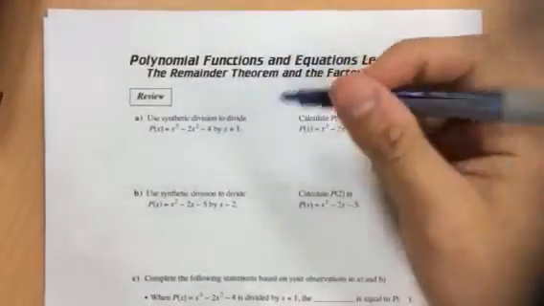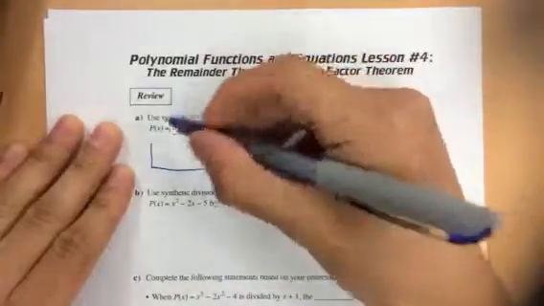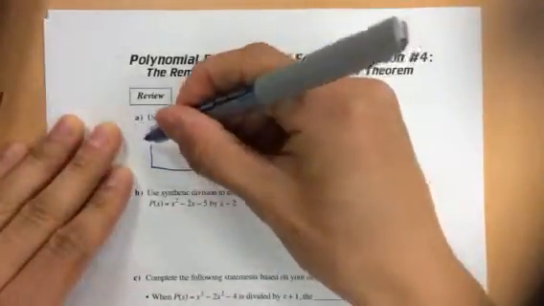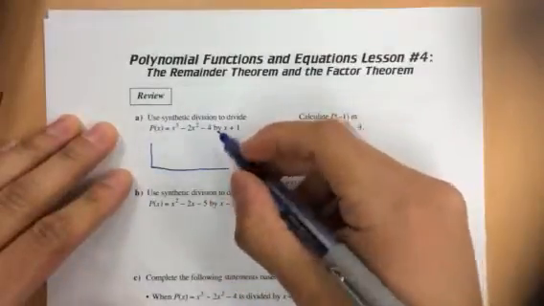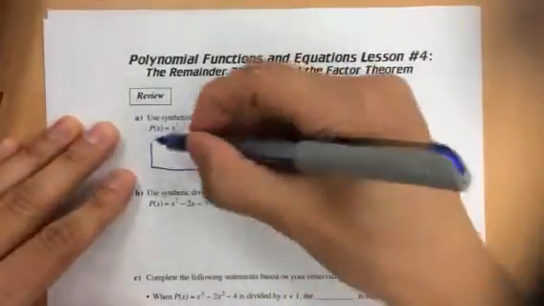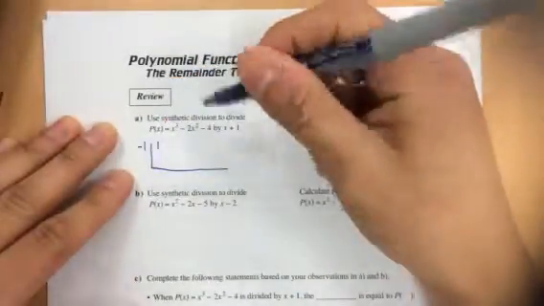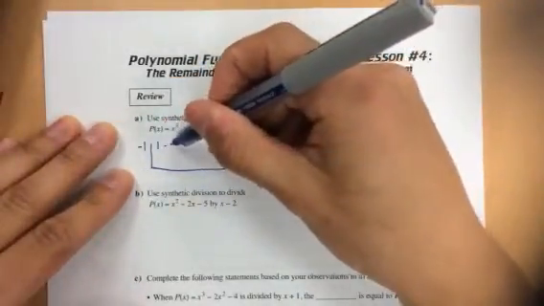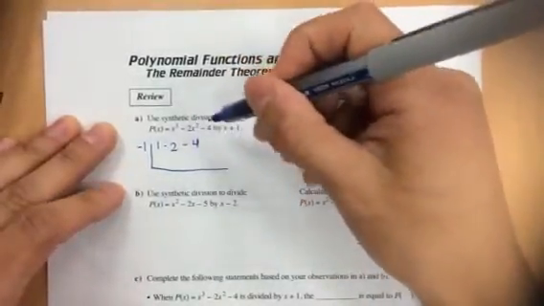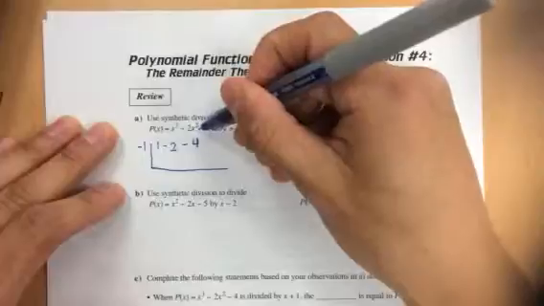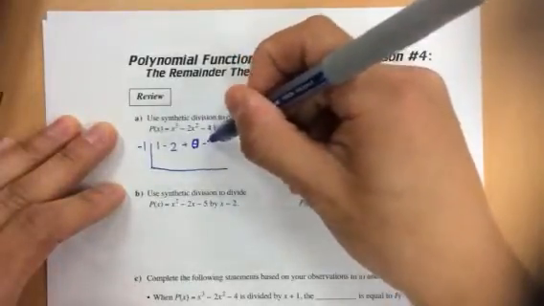So to begin, we want to use synthetic division to solve this expression, which is x cubed minus 2x squared minus 4, and we're dividing that by x plus 1. So if we're dividing by x plus 1, then we'll have negative 1 here, and x cubed will be 1, minus 2, and minus 4. And since there's no x term, that should actually be 0 and then negative 4.